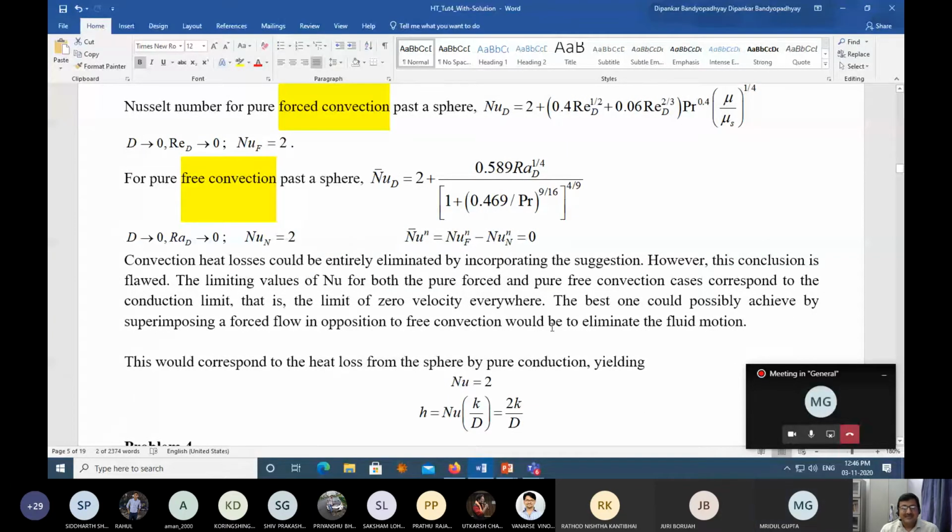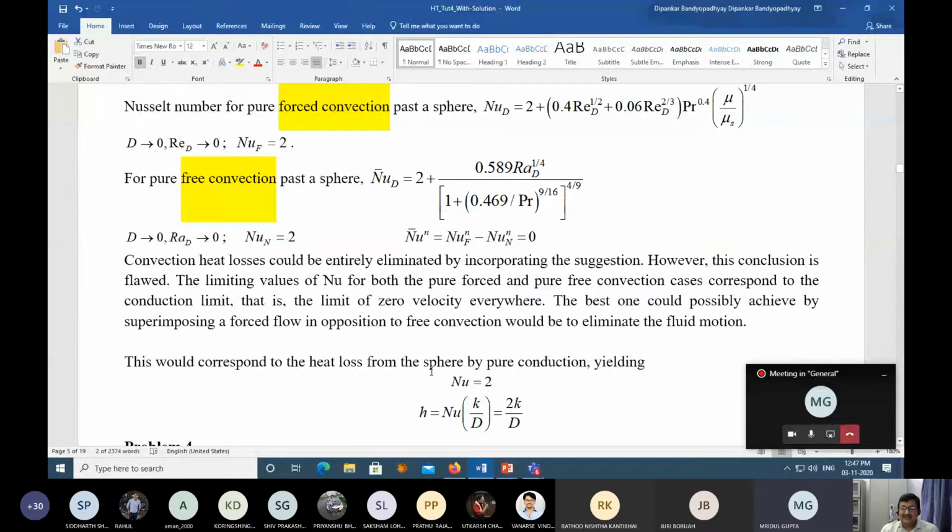Am I correct? Yes, sir. Convection heat losses could be entirely eliminated by incorporating the suggestion. However, the conclusion is flawed. Why? The limiting values of Nusselt number for both the pure forced and free convection cases correspond to the conduction limit, that is, the limit of zero velocity everywhere. The best one could possibly achieve by superimposing the forced flow in opposition to the free convection would be to eliminate the fluid motion.